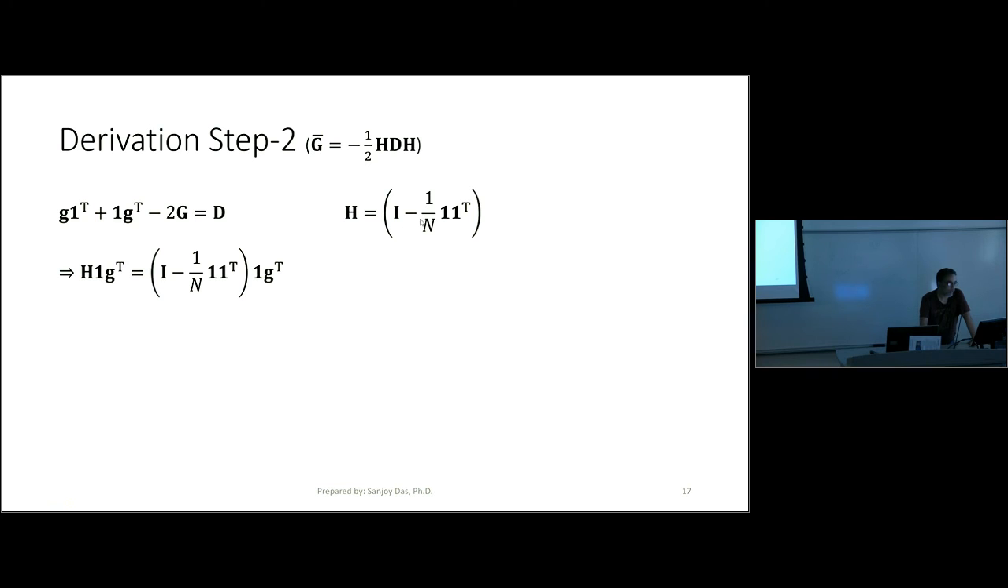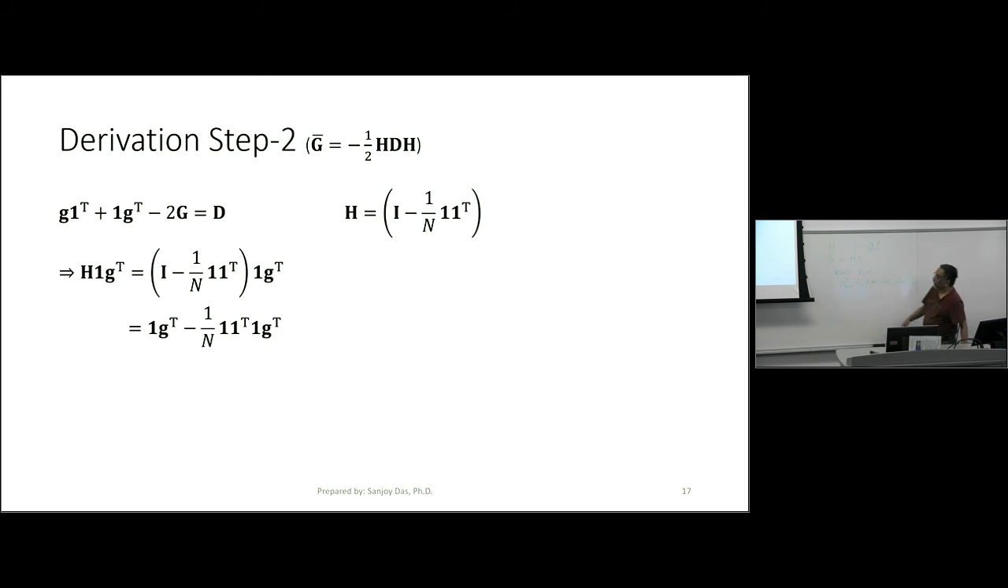H is this. I plug in the value of H, then 1 G transpose. Then I open the bracket, this is what I get. This is identity matrix, right? So I get 1 G transpose, negative 1 over N, 1 transpose, 1 G transpose. What is 1 transpose 1? We know what's 1 transpose, right? That's a matrix of all ones.